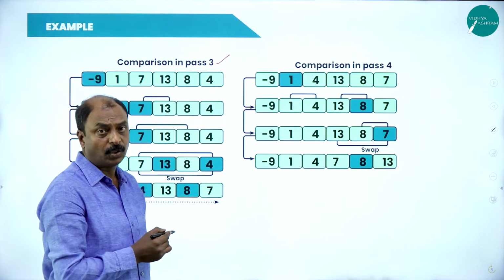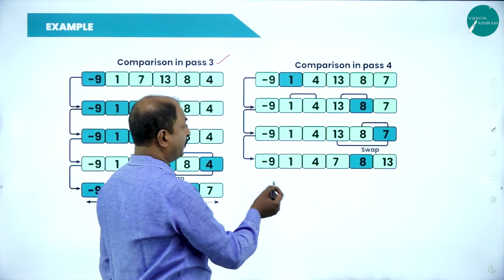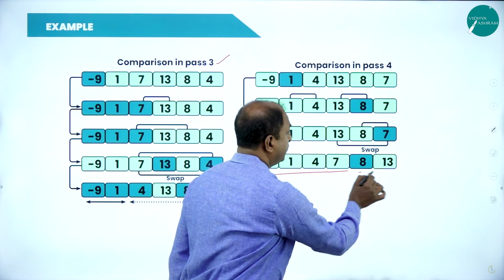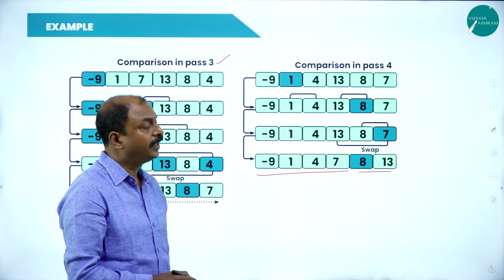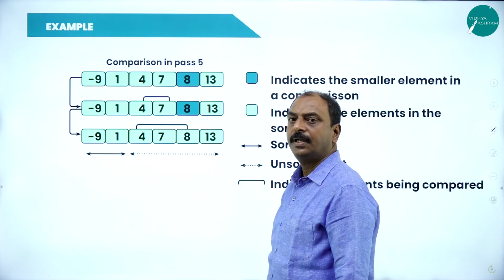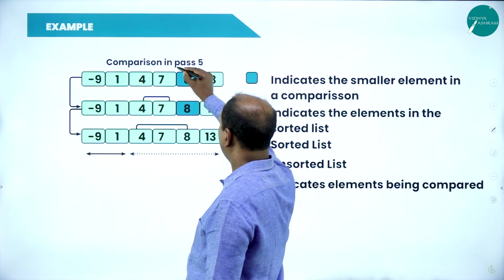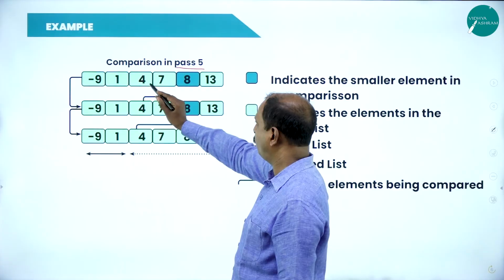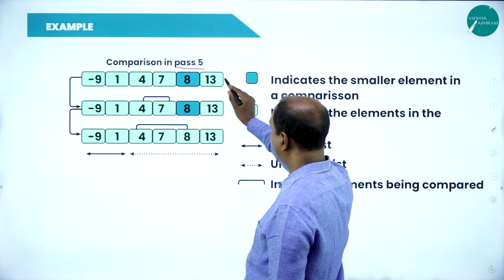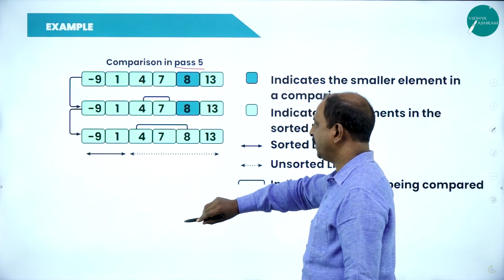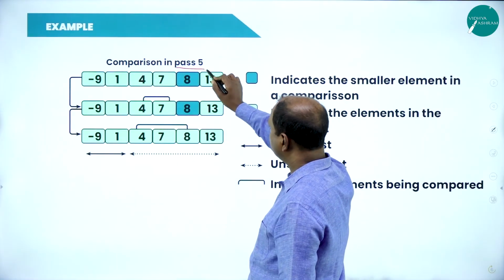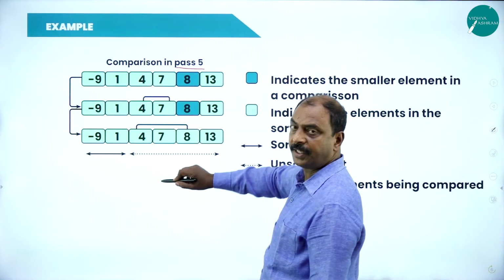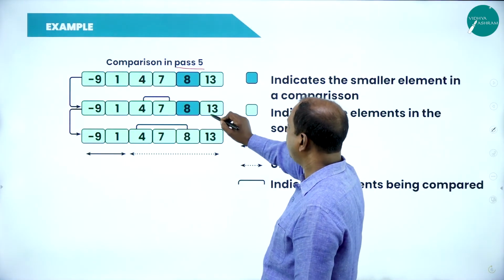These are the elements of the given list. Again, if you observe this, from here to here is sorted, and this is the second part, the unsorted part of the given list. In the next iteration, pass 5, let us see the elements here: -9, 1, 4, 7, 8 and 13. In the previous pass, we assumed that 8 was the smallest element, which has been interchanged. Now we are left with the element 13.